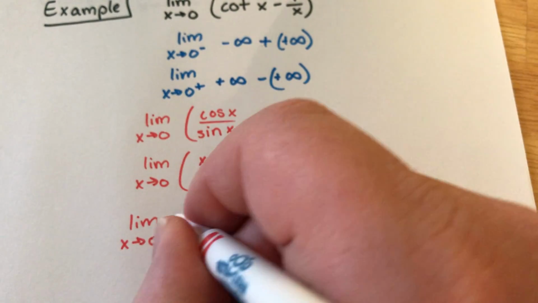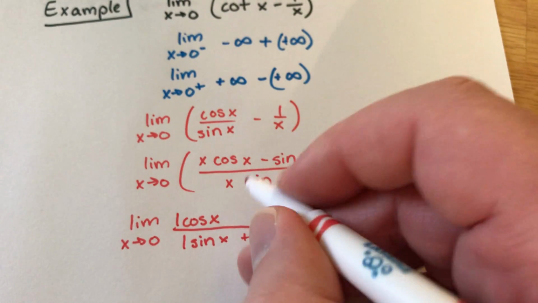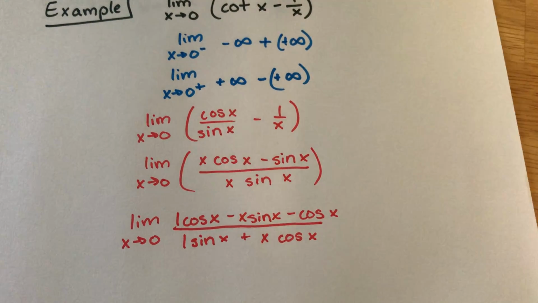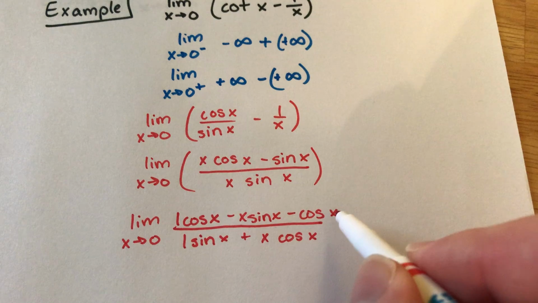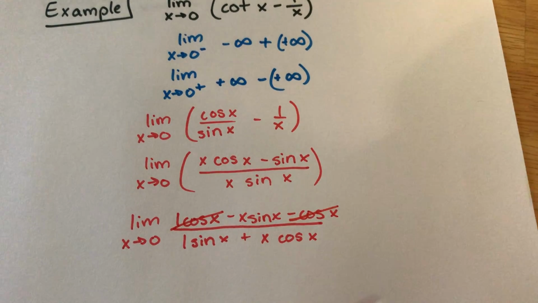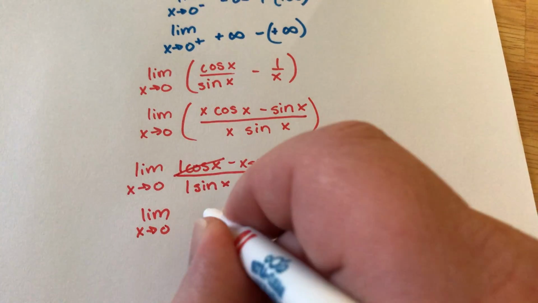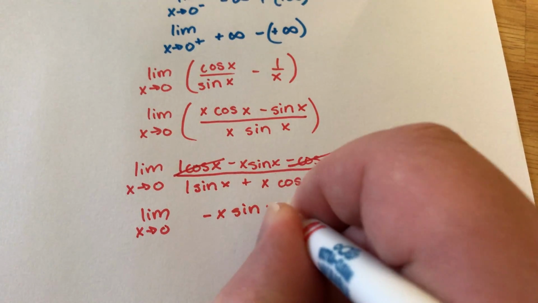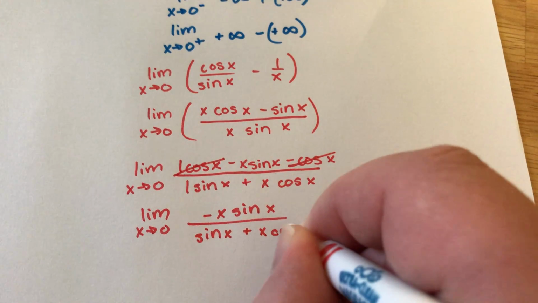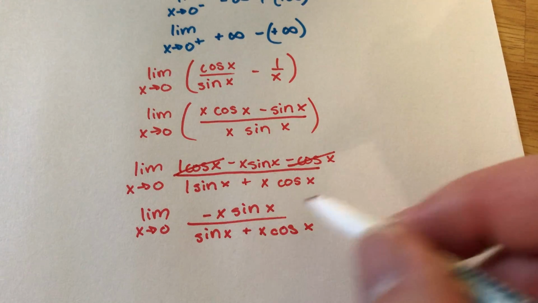So if I take the derivative of the x, we get 1 times cosine x. If I take the derivative of cosine, we're going to get a negative sine of x, and then we're still at x at the beginning. Now at this moment, I'm going to try to combine like terms to simplify things a little bit. So this cosine minus cosine will cancel. And so we're going to be at the limit as x approaches 0 of negative x sine x over sine x plus x cosine x.